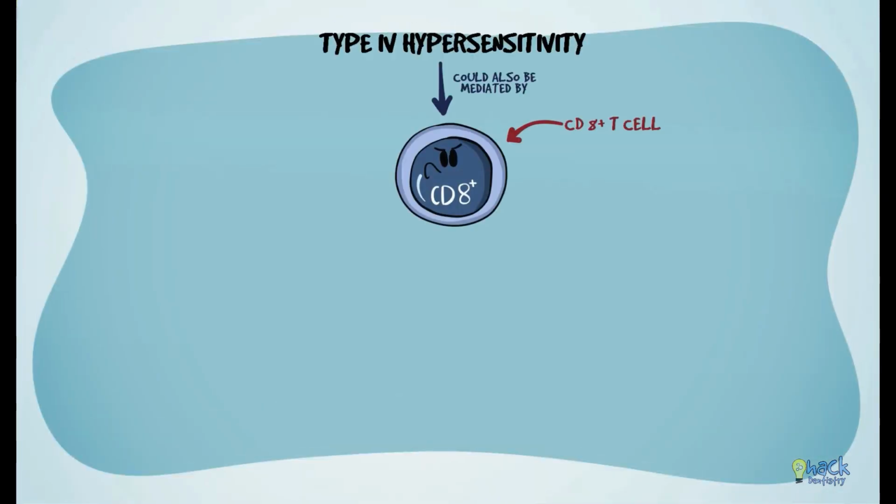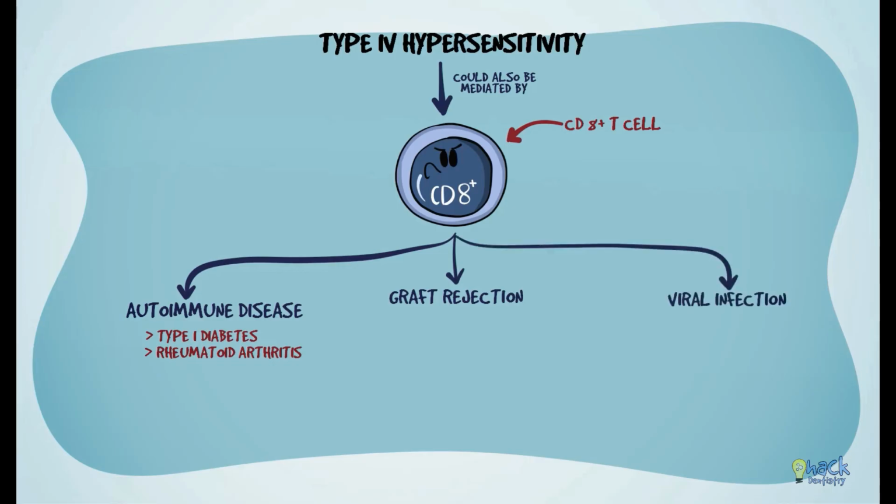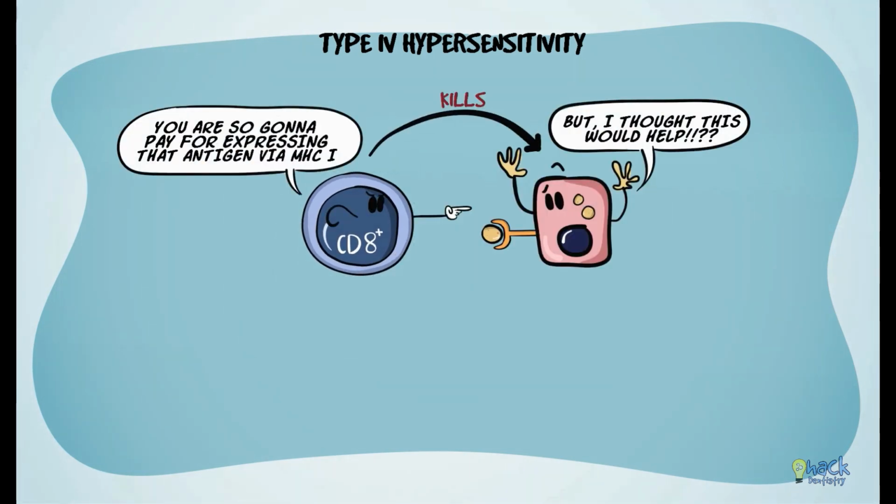Type 4 hypersensitivity reactions could also be mediated by CD8 T cells. Autoimmune diseases like type 1 diabetes and rheumatoid arthritis, graft rejections, and viral infections have CD8 T cell mediated tissue damage. Now, CD8 T cells damage cells expressing the offending agent and are hence called cytotoxic T cells.